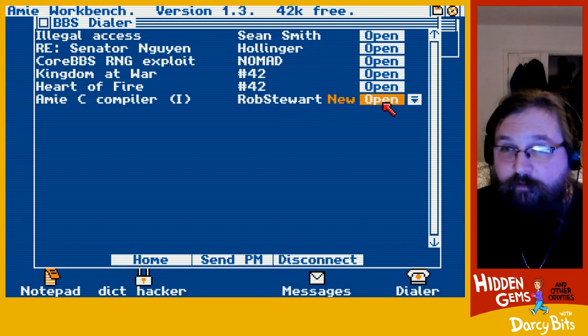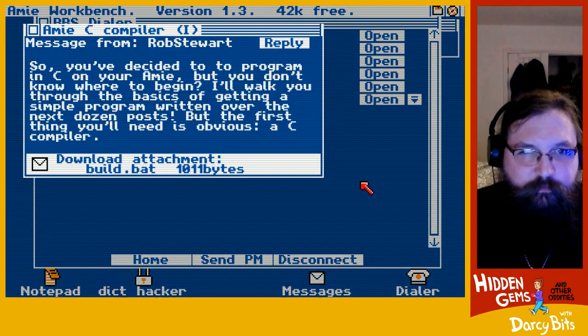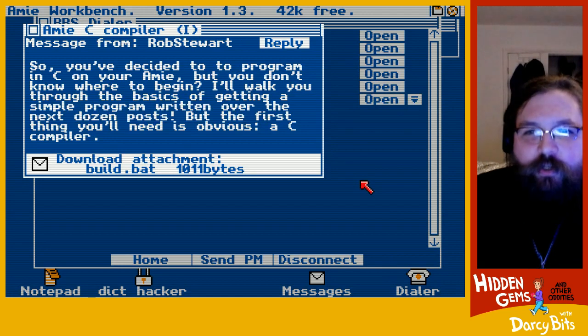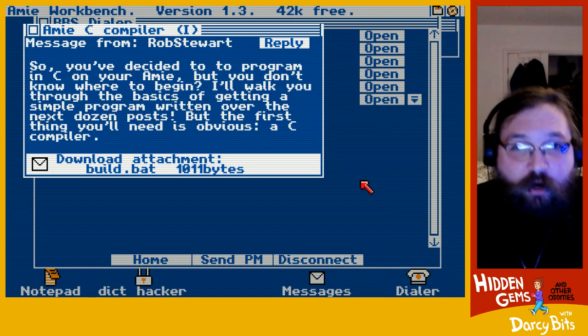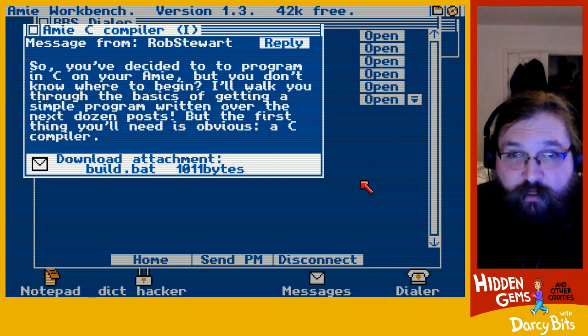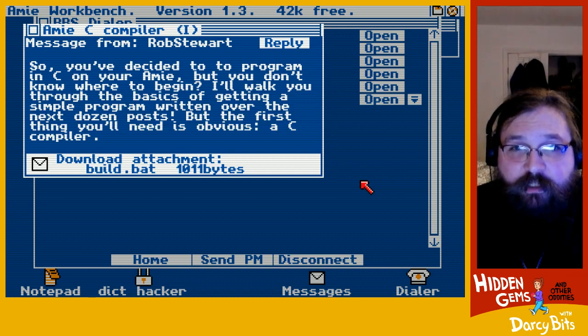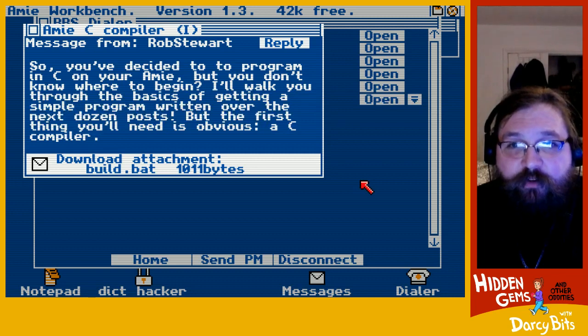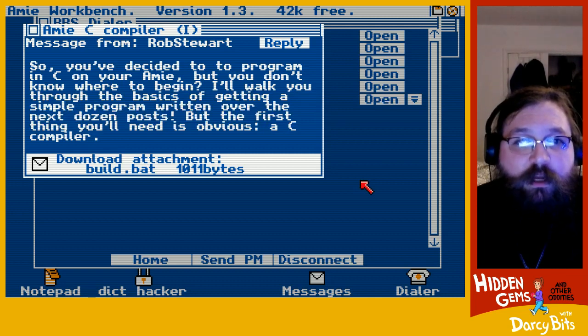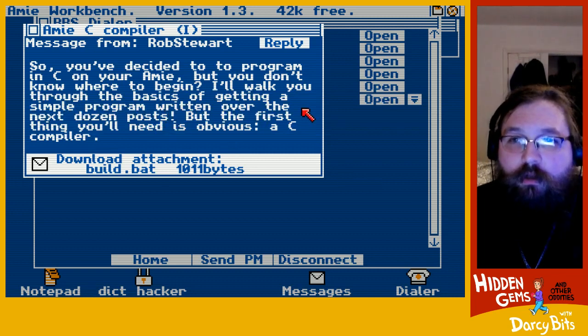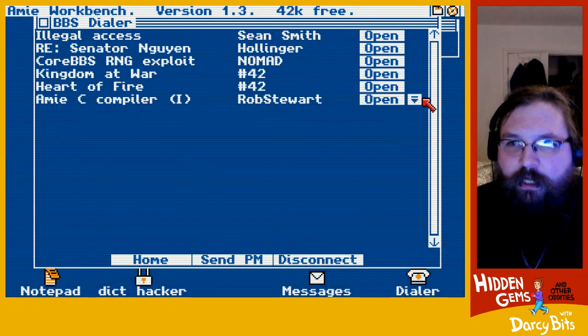MEC compiler, Rob Stewart. So you decided to program in C on your Amy, but you don't know where to begin. I'll walk you through the basics of getting a simple program written over the next dozen posts. But the first thing you'll need is obvious: a C compiler.